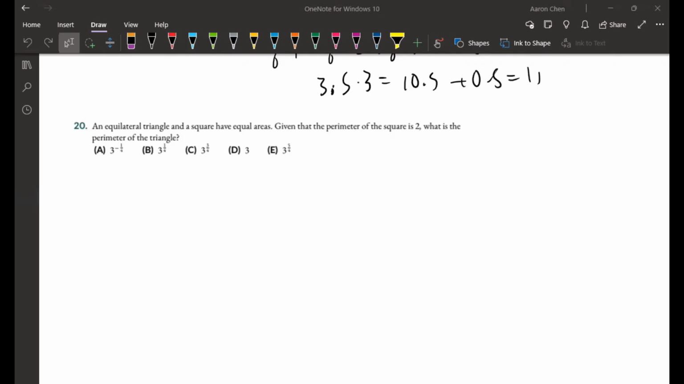So yeah, number 20. An equilateral triangle and a square have equal areas. The perimeter of this square is 2, and we want to find the perimeter of the triangle.